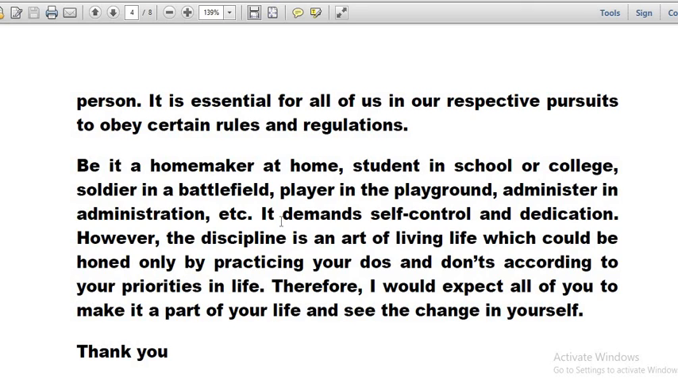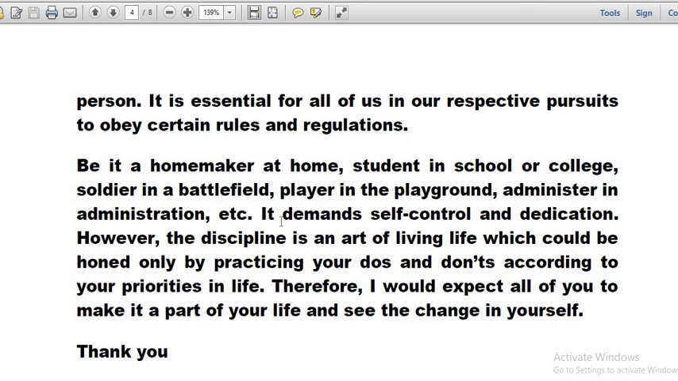Everywhere, in every walk of life, you have to be well disciplined, because ultimately it demands self-control and dedication also. However, discipline is an art of living life. I told you all, dear students, it is an art of leading life, which can be honed only by practicing your do's and don'ts according to your priorities in life.